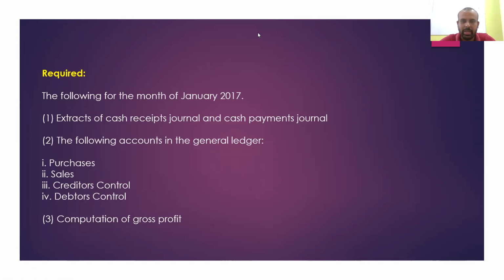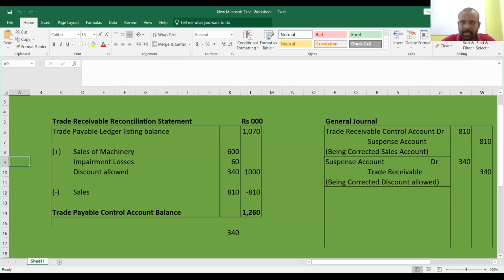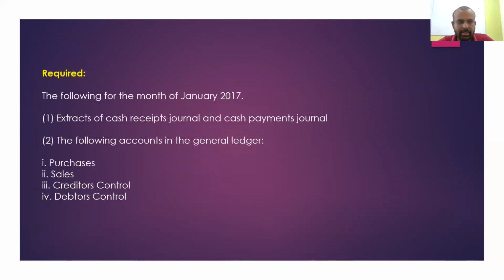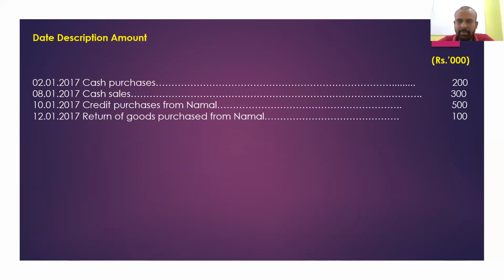Okay, if you are doing the question, you need to have the receipts and the payment journal, right? So if you move to the question, what is the first transaction? They want you to prepare the receipts journal. If you look at the requirement again, receipts journal, payment journal, purchases, sales, creditors control, debtors control, and the computation of the gross profit. Okay, we'll update the receipts and the payment journal and the respective other ledger accounts.